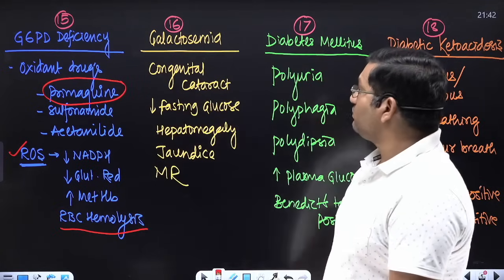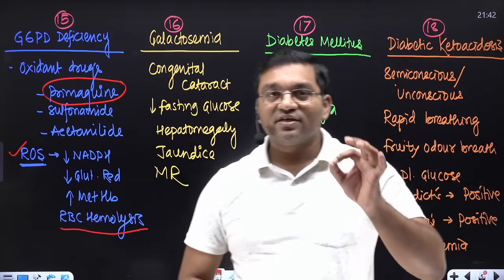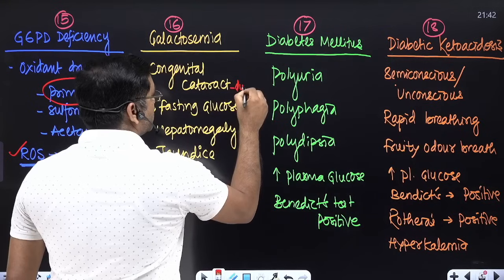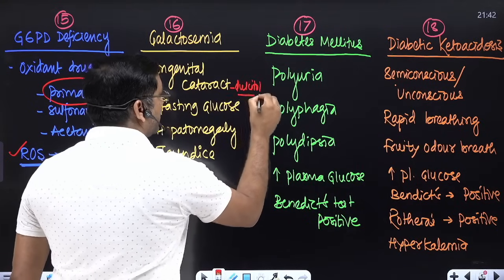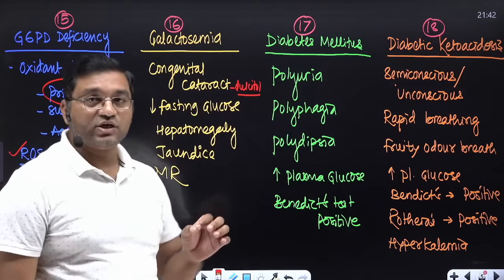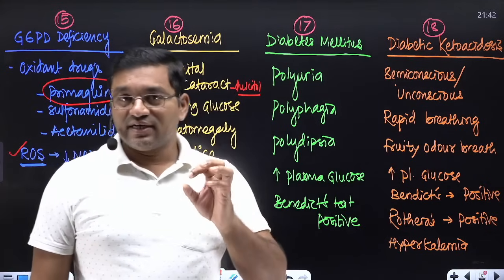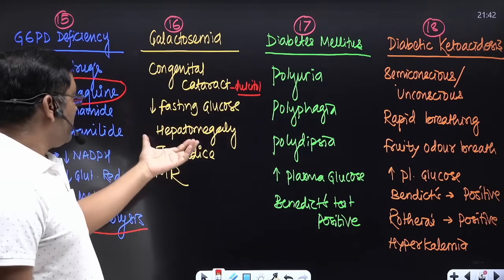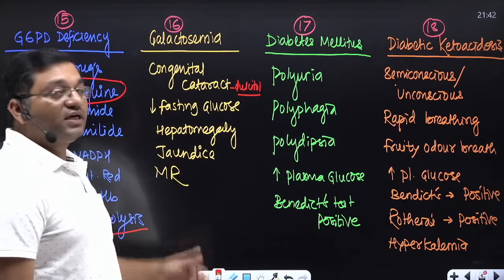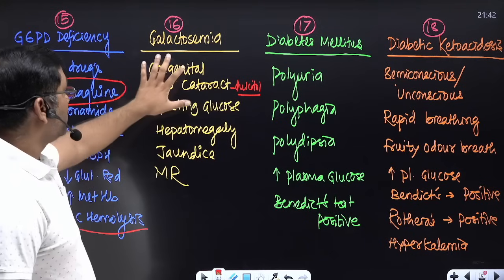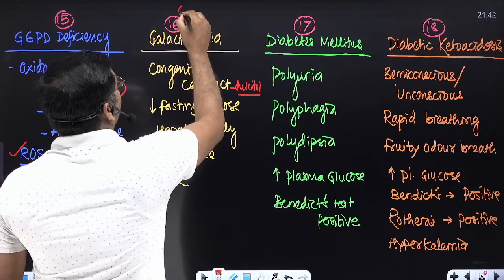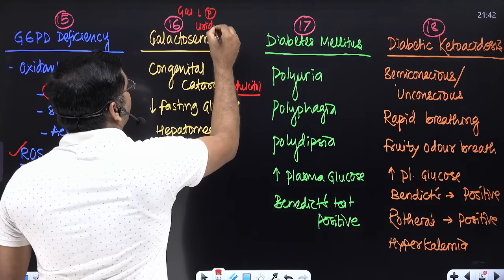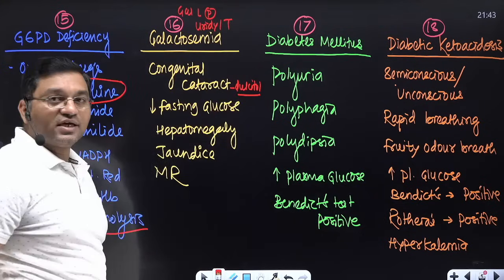Okay. The next one is galactosemia. Remember the congenital cataract due to accumulation of dulcitol or galactitol in the lens, and the osmotic effect of dulcitol or galactitol causes the cataract, that is congenital cataract. Then fasting hypoglycemia, hepatomegaly, jaundice and mental retardation are there, because this galactosemia is due to galactose 1 phosphate uridyl transferase defect, the classical galactosemia.